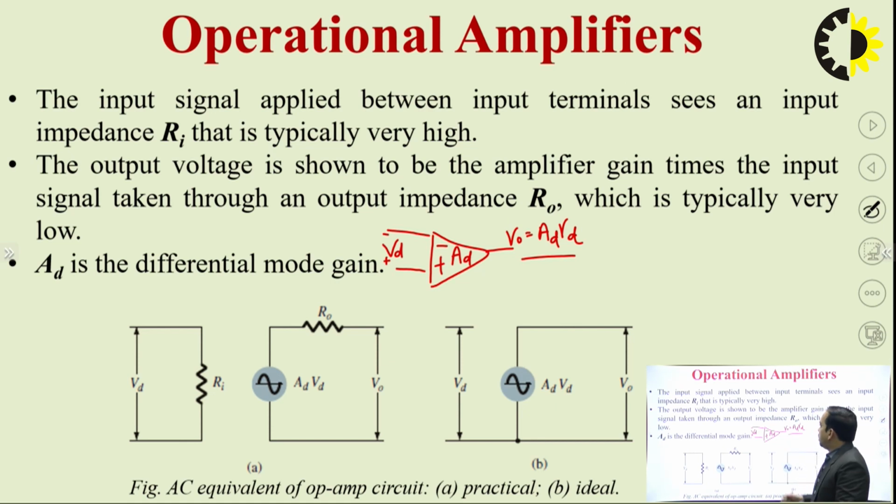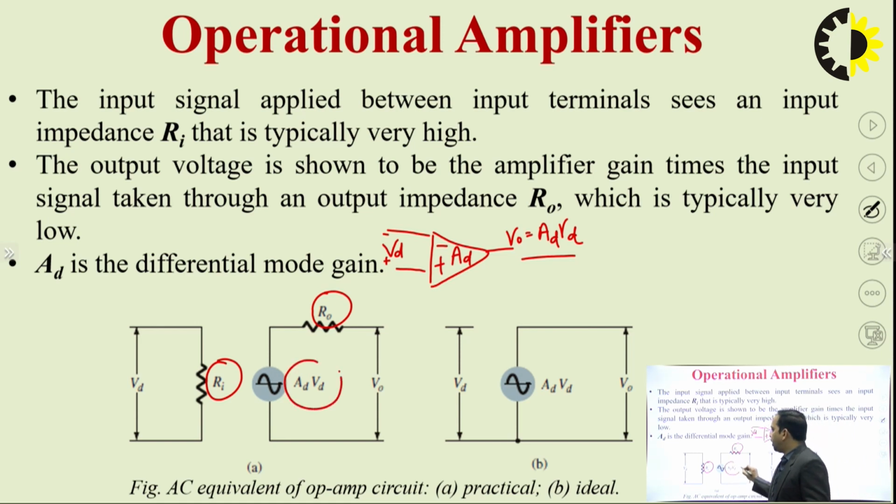That means the operational amplifier is a voltage controlled device. Here we are discussing the equivalent circuit, where we represent the input impedance by Ri, the output impedance by R0, and the voltage source by AD multiplied by VD. So this is the equivalent circuit of the operational amplifier.